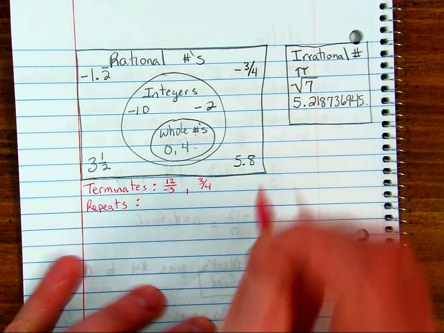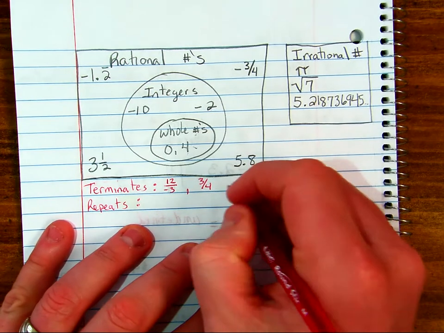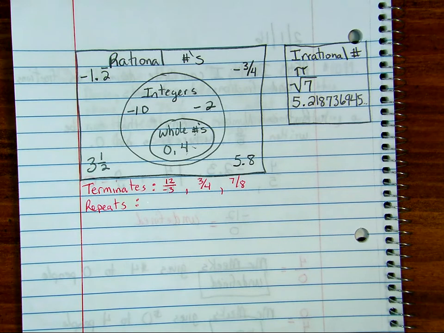Three-fourths is 0.75. That decimal stops. Therefore, it's a rational number. 7/8 is 0.875. That decimal stops. It terminates. Therefore, it's a rational number.